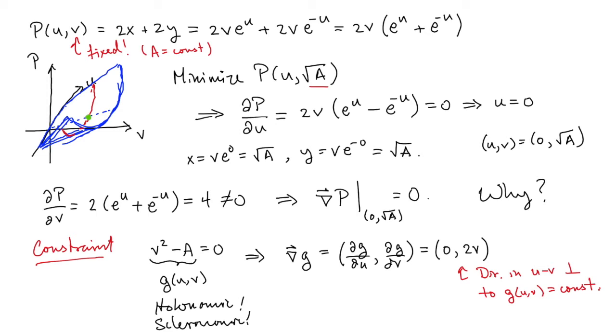And you'll note something kind of interesting here. The way in which we fail to have a vanishing of the gradient of the perimeter is exactly the way in which this gradient is non-zero. The gradient of the constraint is non-zero.